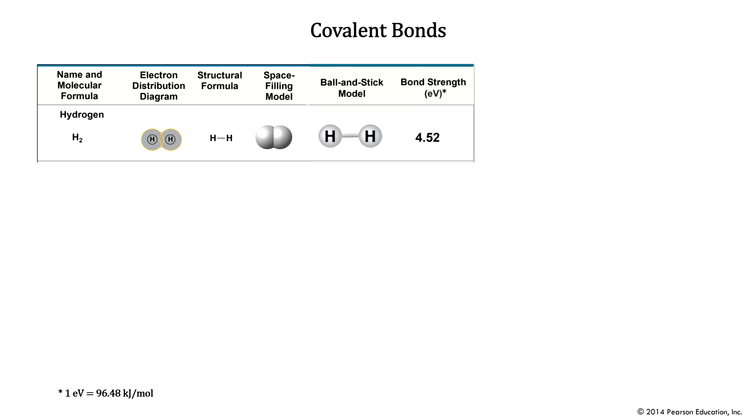The hydrogen molecule's bond strength is 4.52 electron volts. An electron volt is the energy acquired by a single electron when it is accelerated through a potential difference of 1 volt.